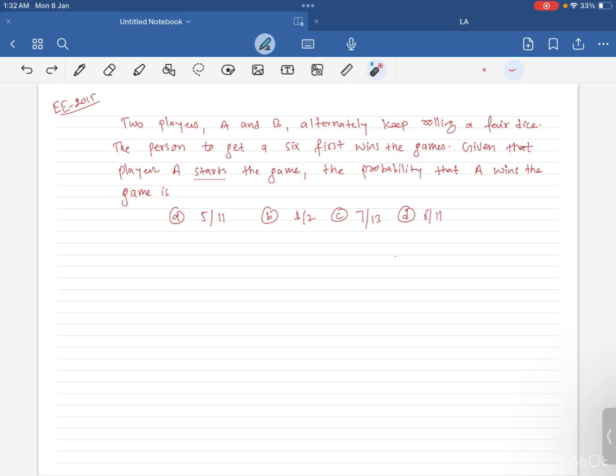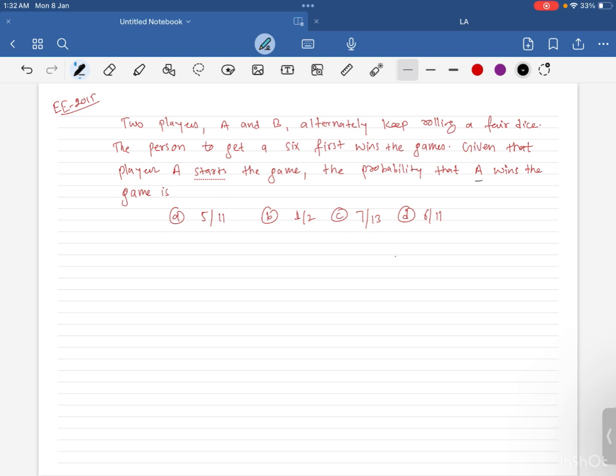Given that player A starts the game, what's the probability that A will win the game? Whoever gets a 6 by rolling a die is going to win the game. But we have to find the probability that A is going to win the game, right?